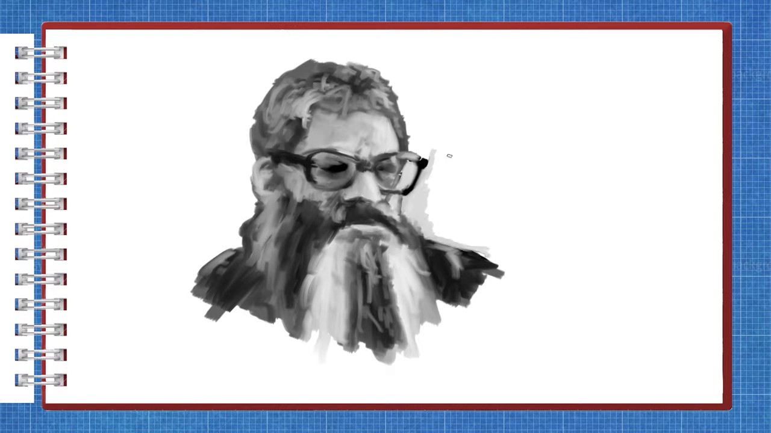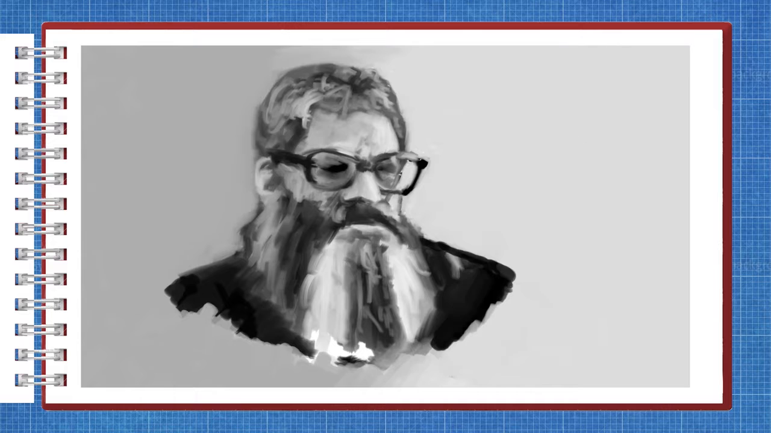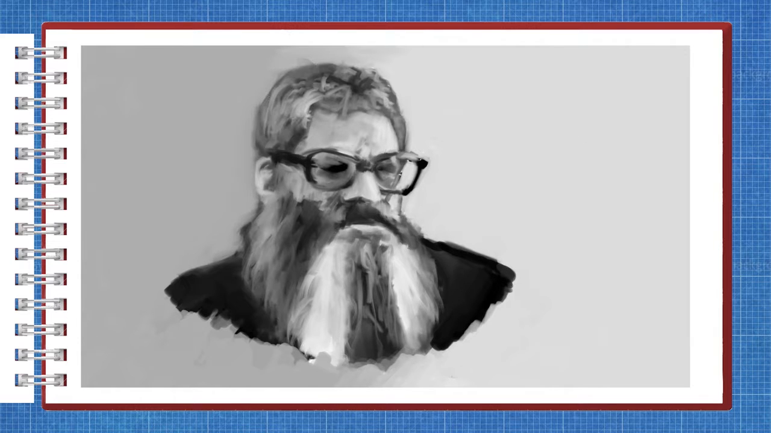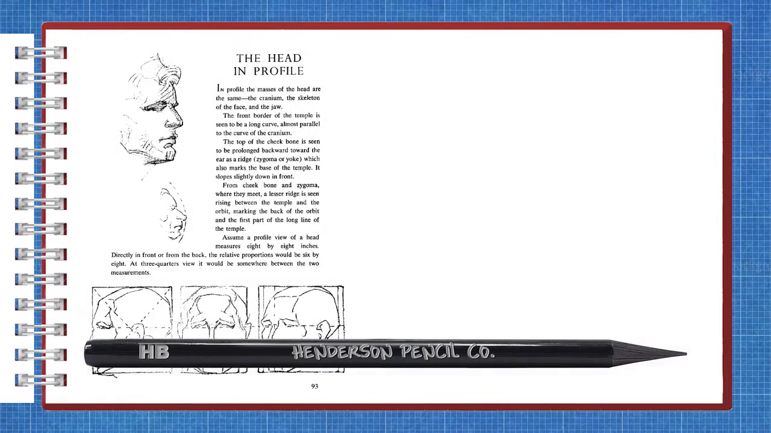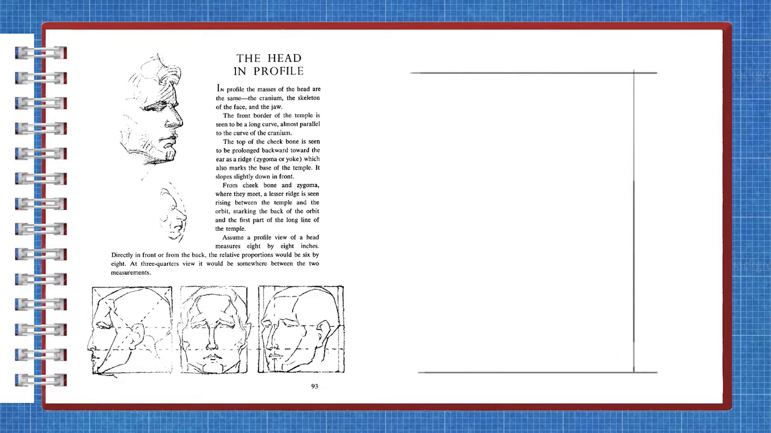Let's look at the big shapes that make up the head. These are called the masses. We're going to start with a HB pencil. Imagine that there are lines that divide our head in half, left and right, top and bottom. Let's draw those in. Right, we can use this cross to divide the head into the parts we need to draw.